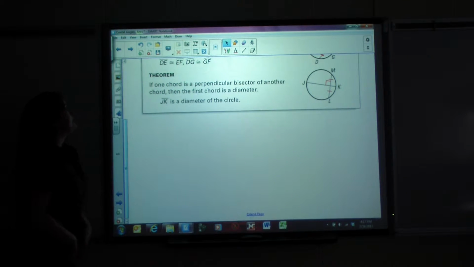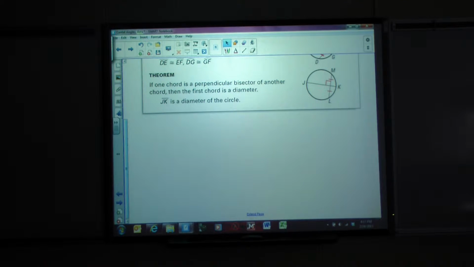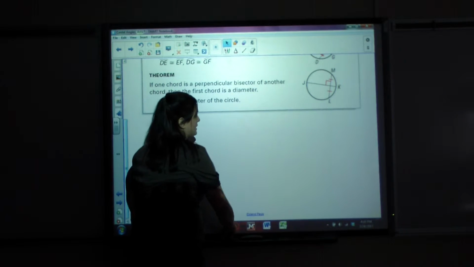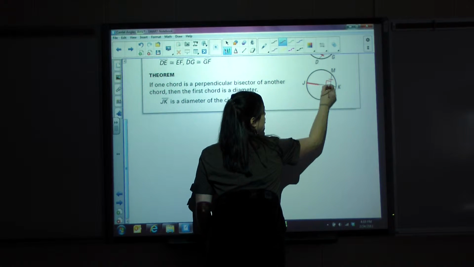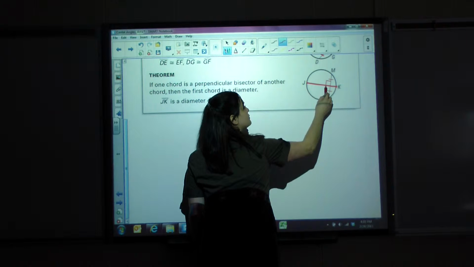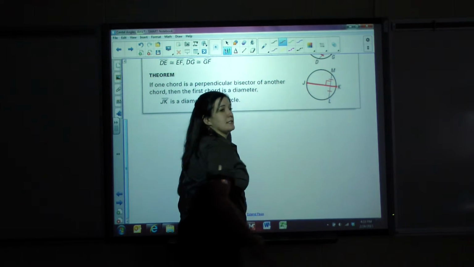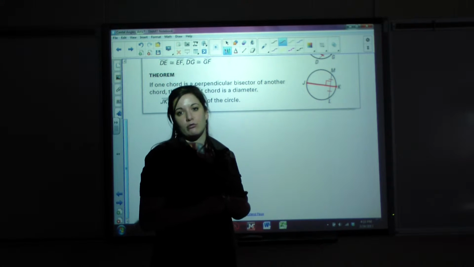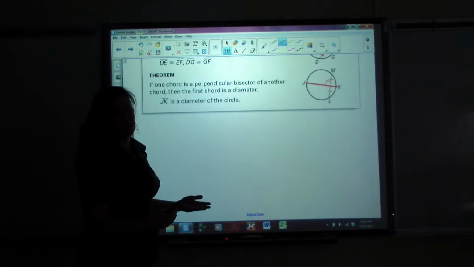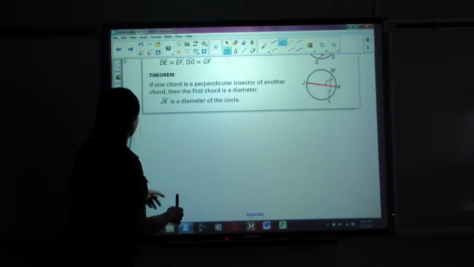And lastly, if one chord is a perpendicular bisector of another chord, then the first chord is the diameter. So if we have a perpendicular bisector, this segment JK is both perpendicular and bisects this other segment, then that means it's automatically a diameter and it is going through the center. Its length is the length of the diameter.